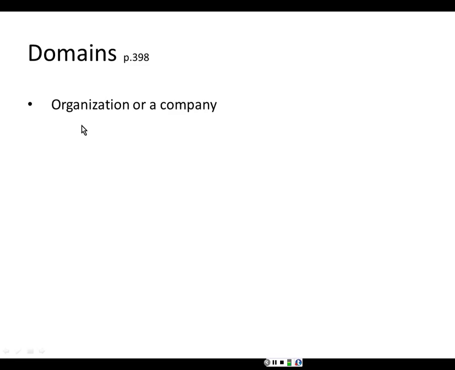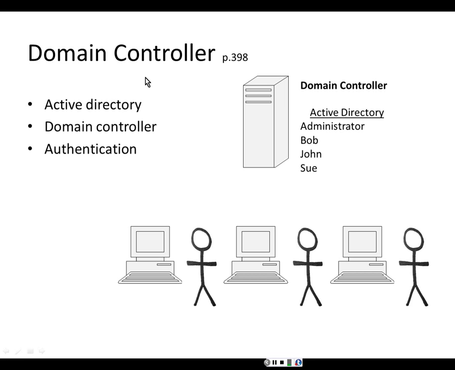A domain is an organization or a company. It's a group of people and computers that work together for a common purpose. And a domain controller is a server that has Active Directory installed on it. Active Directory is a database of usernames and passwords, and the purpose of Active Directory is authentication. The user stands at a workstation and he logs into Active Directory, which is located on the domain controller.